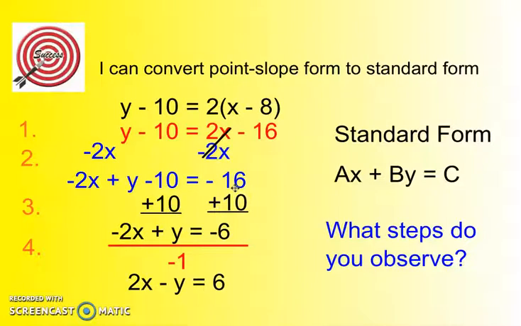How about step number 3? What do you notice? Exactly. The negative 10 is being moved to the right side. And in order to do that, I had to do the inverse operation. So instead of minus 10, the opposite is adding 10. So I'm going to add 10, and negative 16 plus 10 is negative 6. How about step number 4? What do you notice?